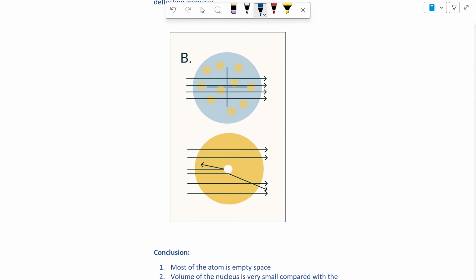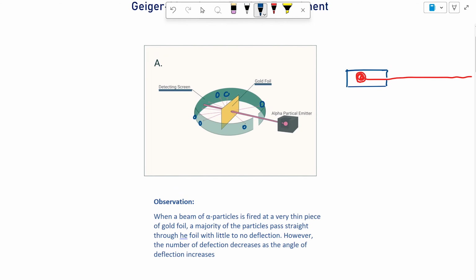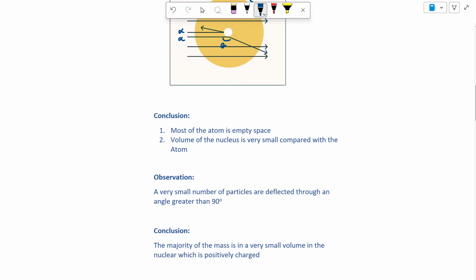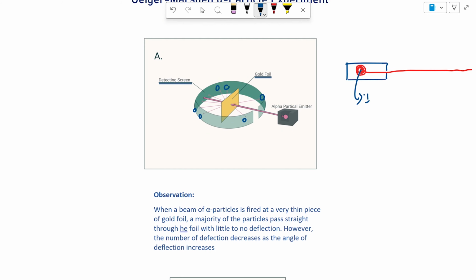So, in this diagram, the gold balls represent the gold atoms, and the lines depict the beams of alpha particles. It's evident that the majority of the beams pass straight through the atoms, but when they encounter the nucleus, represented by the white ball, the beams deflect at an angle. This is what's happening in the Geiger-Marsden alpha particle experiment. And we can record this by seeing the fluorescent screen glowing, and that is the end of the Geiger-Marsden alpha particle experiment.